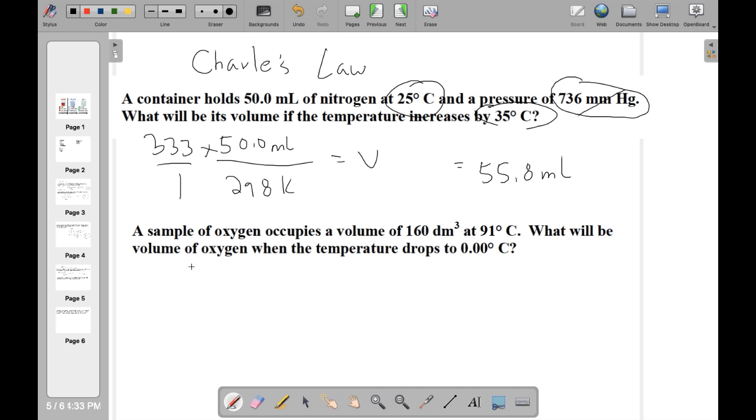Okay, another example of Charles' law. A sample of oxygen occupies a volume, and now we see this new decimeters cubed. That's a new type of volume. What will be the volume of oxygen when the temperature drops? So, a sample of oxygen occupies a volume. Our volume is 160 decimeters cubed at 91 degrees. What's that in Kelvin? 364.